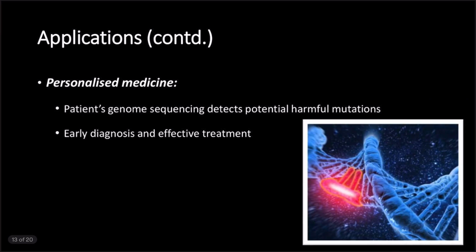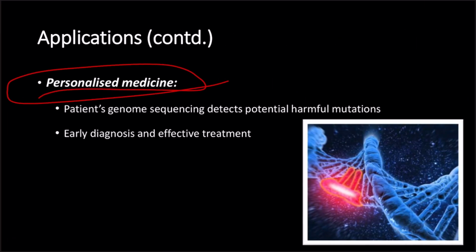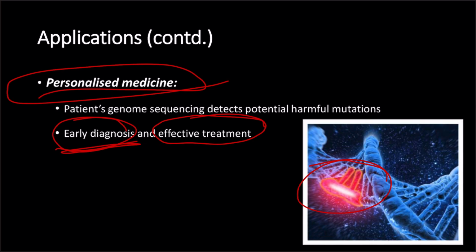Now coming to the next application, that is personalized medicine. Patient genome sequencing can detect potentially harmful mutations which are responsible for causing disease in the future. As a result, this will help in early diagnosis, and screening can also be done. Because early diagnosis is done, we can initiate effective treatment leading to a better patient outcome. So here you can see one of the mutations which is present in the normal genome.